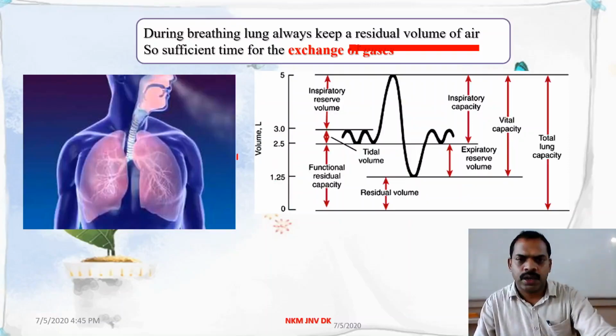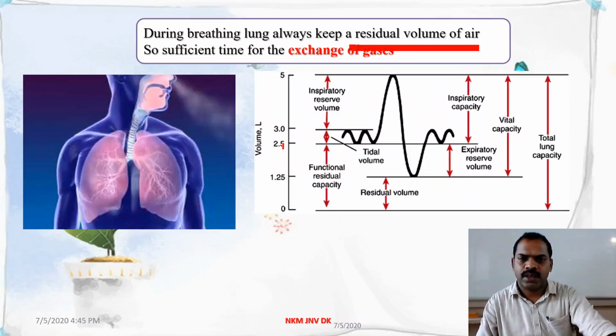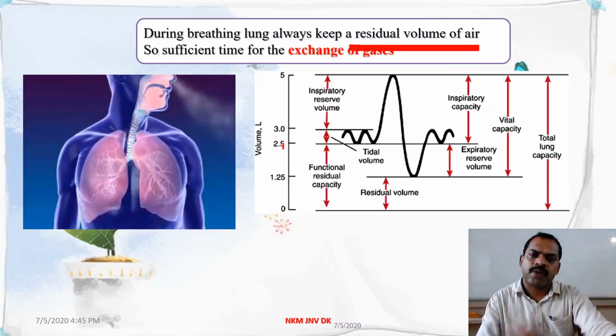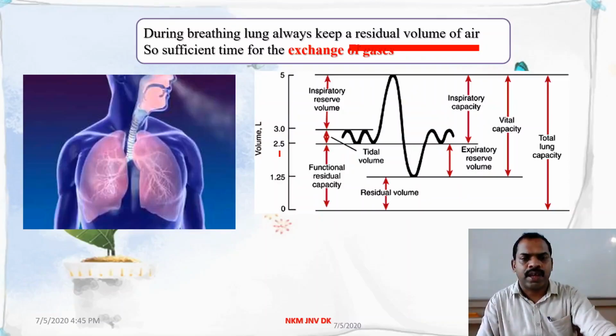You see here, normal breathing will have 2.5. When you breathe out, we have 2.5 liters of air in our lungs. When you breathe in normally, we have 3. So 500 ml is what we normally breathe in and breathe out. Okay, that is normal breathing.